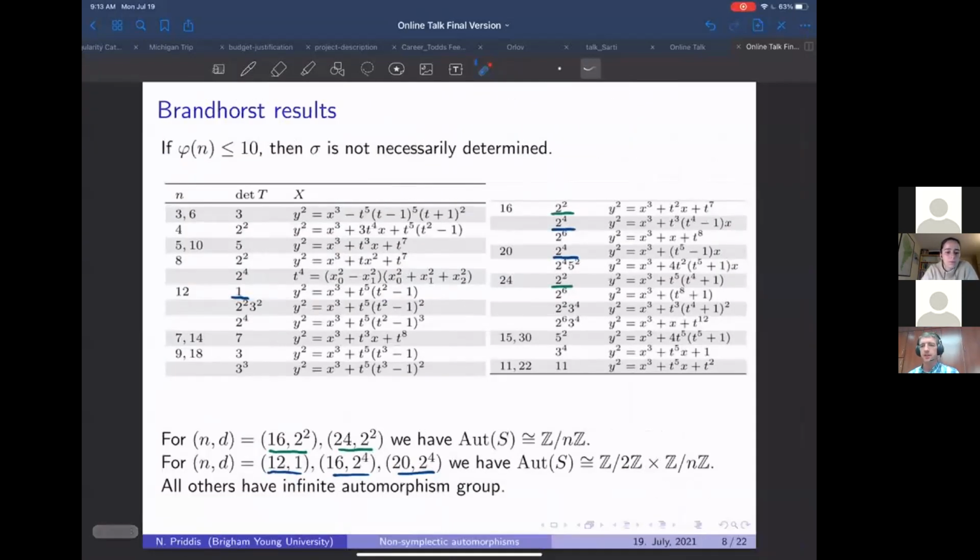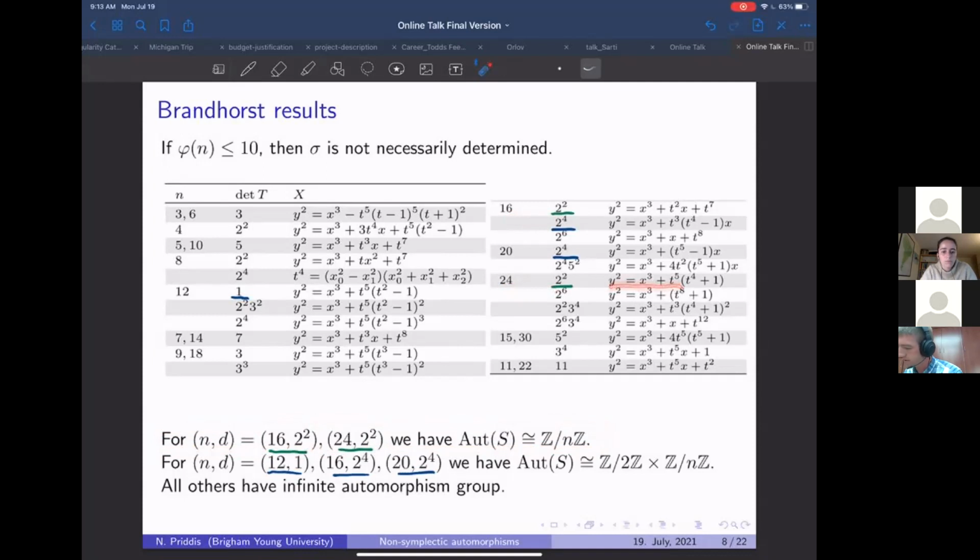But more interesting, if phi of n is less than or equal to 12, the K3 surface is still unique, but we don't necessarily know about the automorphism. So sigma is not necessarily determined by this data. There are a couple of things to say about that, however. In this case, this first one I wrote down here, for these two cases, 16 (2 to the 4th) and 24 (2 squared), I've written them in green so you can see them here and here.